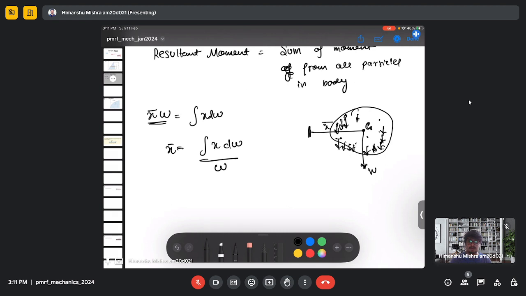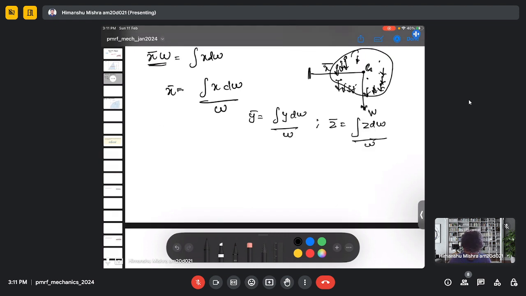So this is the x location, and similarly we can find the y location as well as the z location. And in the same manner, the location of the center of mass can be given by this formula, and so on.